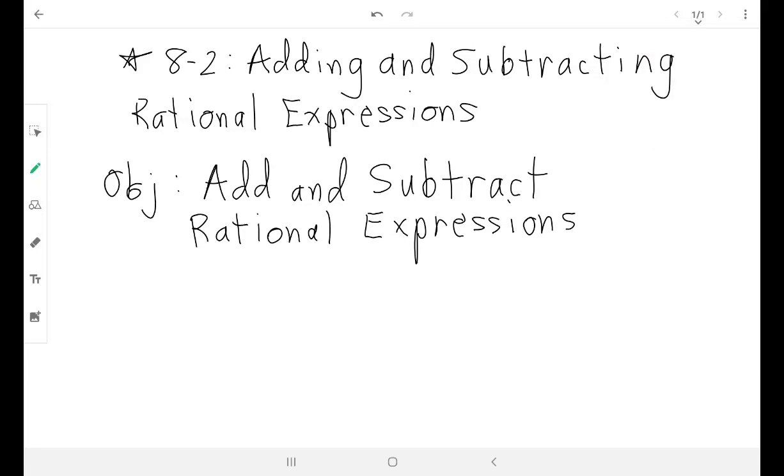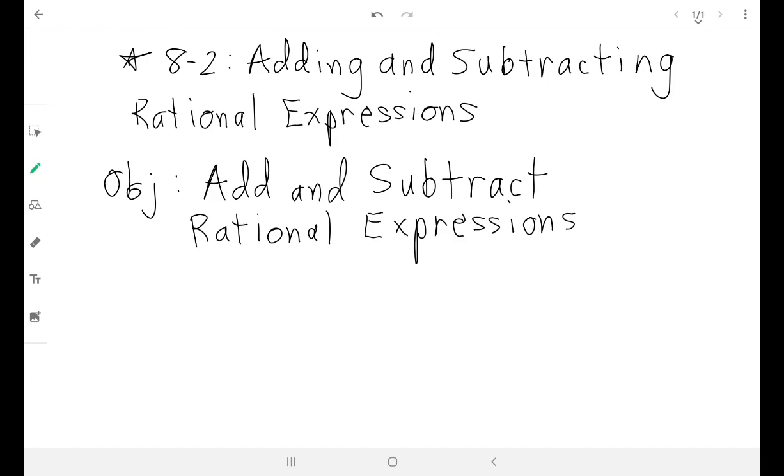Hello, Honors Algebra 2. Today we'll be doing a starred section, another starred section, section 8-2, adding and subtracting rational expressions. And our objective, surprise, is going to be to add and subtract rational expressions.